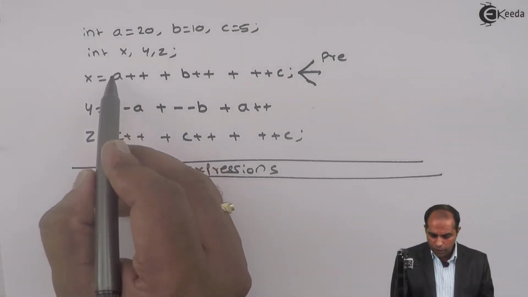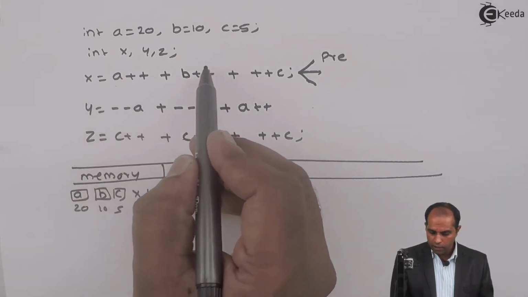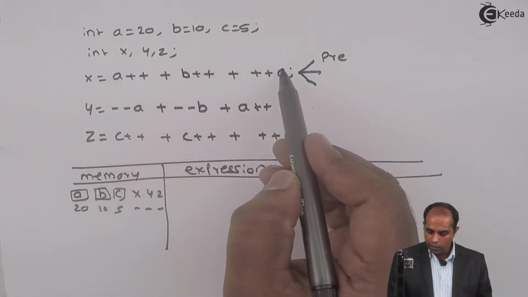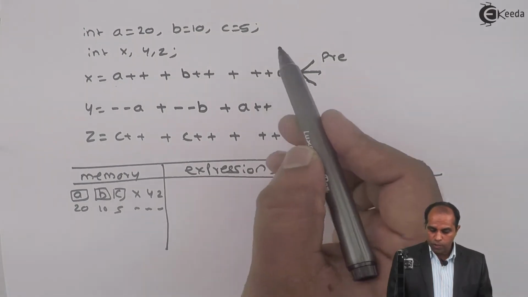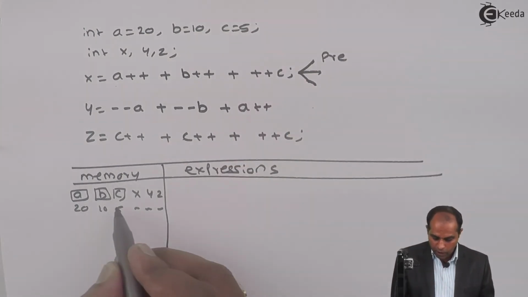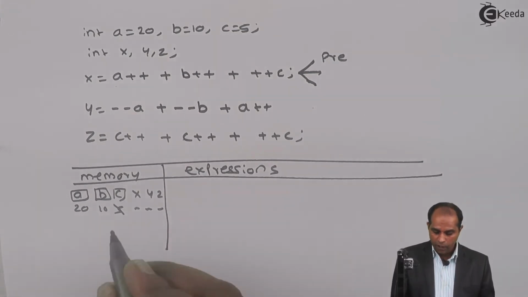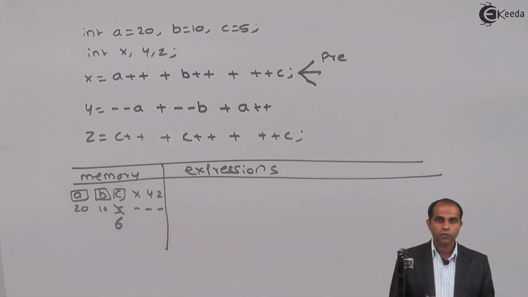Now let's try the first one. First one is post, avoid this. Second one is post, avoid this. Third one is a pre-increment expression. So C has to be changed to its next value, that is 6. So cut the value of C in the memory, change it to 6.